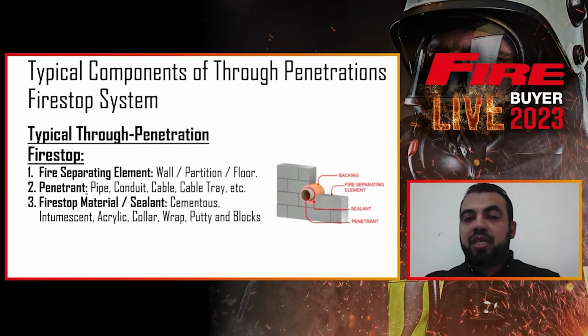So there are multiple types of penetrants, and each penetrant has different specifications that will affect what type of sealant needs to be selected and what tested system needs to be followed. The firestop material itself could be cementitious material, intumescent material, acrylic-based material, and could also be additional devices like collars or intumescent wrap. Sometimes there is also packing material used, like mineral wool, to do the function of fire confining as per the tested system.